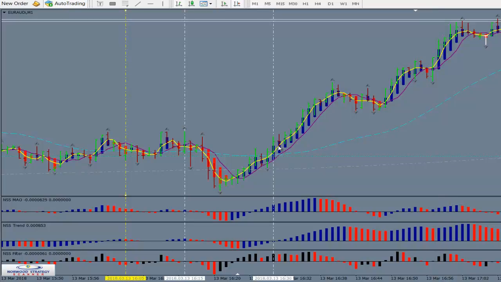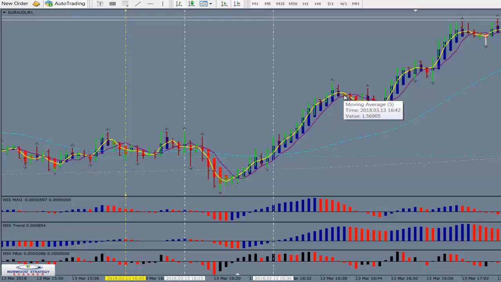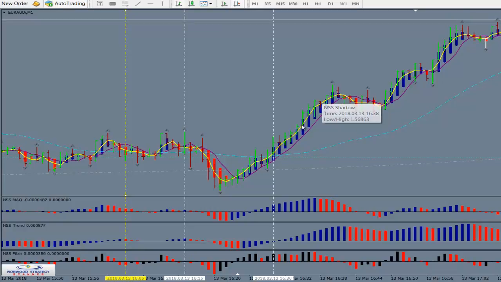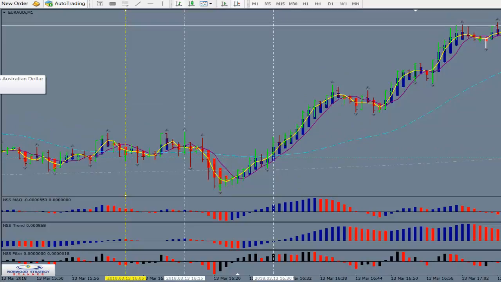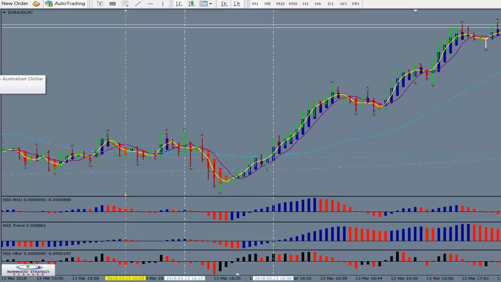And then you could have had some movement right there. Now if you really know what you're doing, you could trade this section right here as well, and that's where the market was moving the most. Now that's the Euro Aussie. Let's look at the pound Aussie.